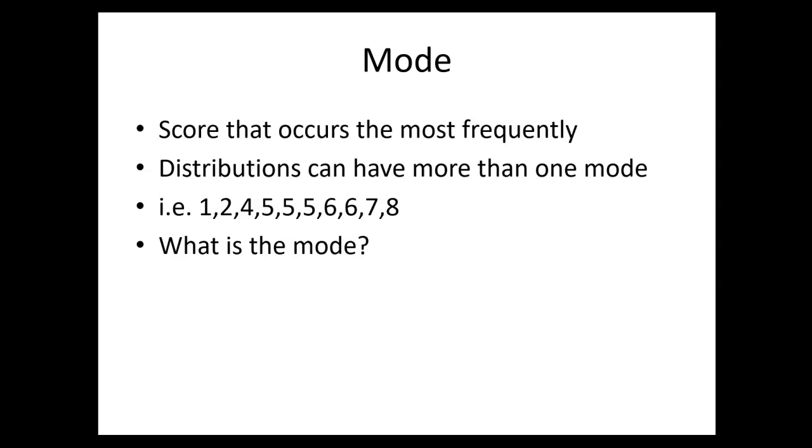The mode is the score that occurs the most frequently, and distributions can have more than one mode. If we looked at the numbers right here, we have 1, 2, 4, 5, 5, 5, 6, 6, 7, and 8. So take a second to think about what you believe the mode in this small data set actually is. In this case, because the number 5 is the most frequent, 5 is the mode.